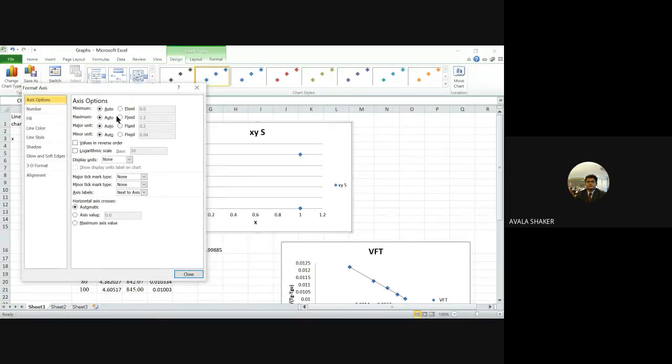This will be useful. Here you can see the minimum, maximum, major unit, minor unit, values in reverse order, logarithmic scale, and display units. If you want to display units, choose none, or you can just type the units here and it will display it.